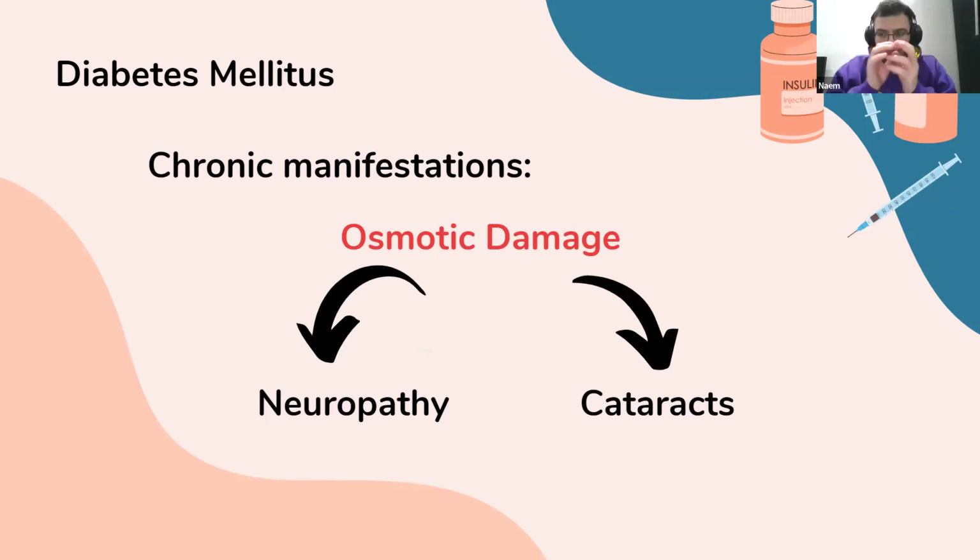Now, this would lead to something called sorbitol. I'm pretty sure you guys have heard of sorbitol. It's basically a compound that comes from glucose. Now, this sorbitol is going to go and deposit in a lot of tissues in the body. Now, the two most high yield places that you need to know are, the first one, neuropathy, and the second one, cataract.